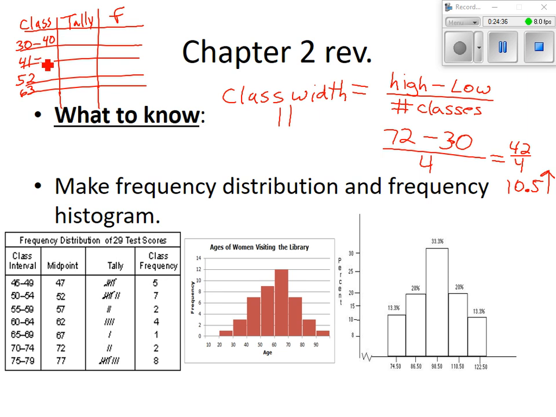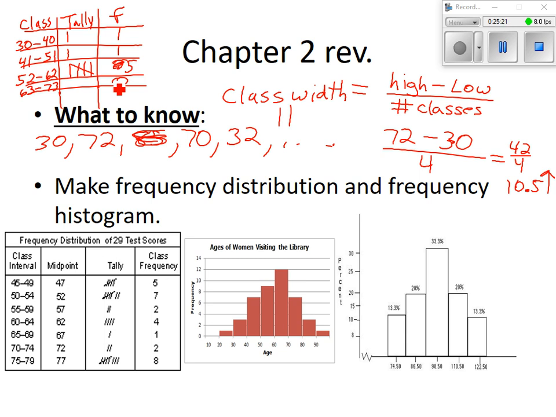All right, what's this one going to be? 51. Then 62. And for the last one, we just add the class width to this, which makes it 73. Then you go through whatever your list is. You'll have your list here, all the way out. You go through and put in tally marks until you get them all. Then out here, your frequency, you just tell how many were in each one.